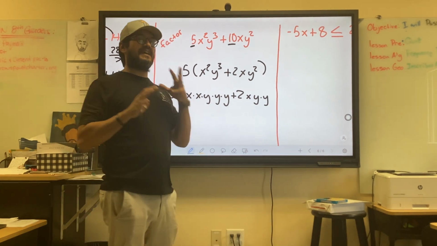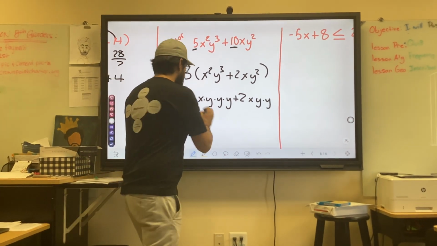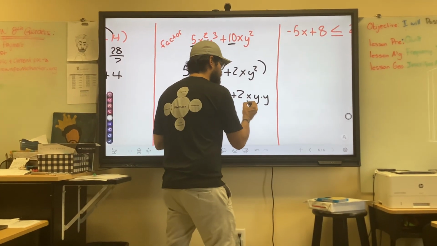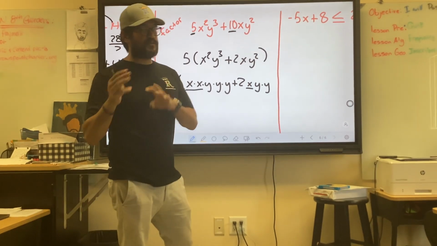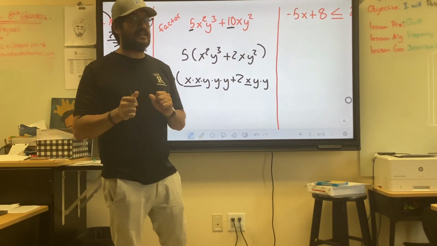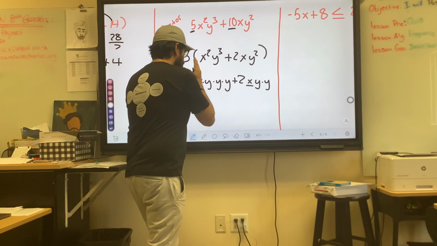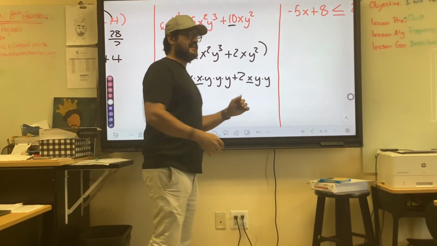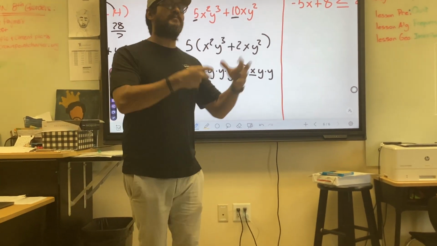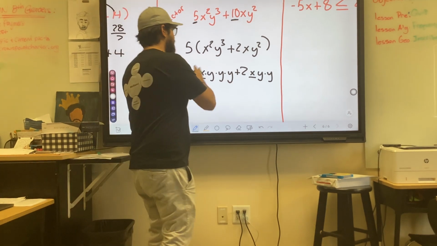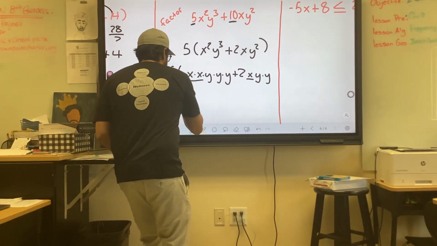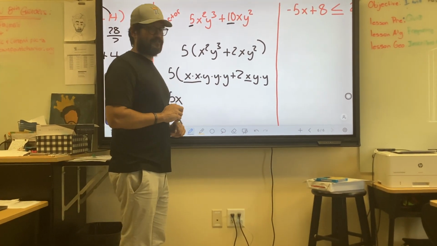So what you're looking for is how many x's they have in common. This one has 2 x's, and this has 1 x. Many people say they have 3 in common. That is not what I mean by in common. How many does the first one and the second one both have? What's the maximum they can both say they have? And that is 1x. So 5x is what I'm pulling out.